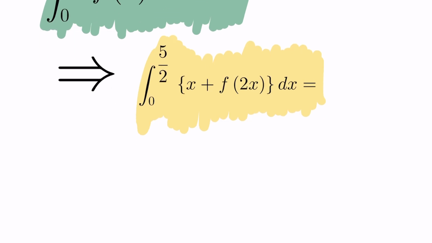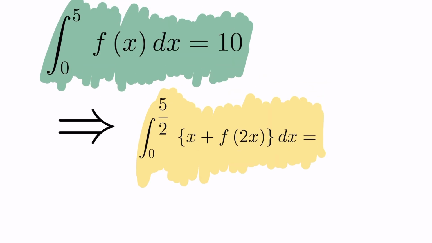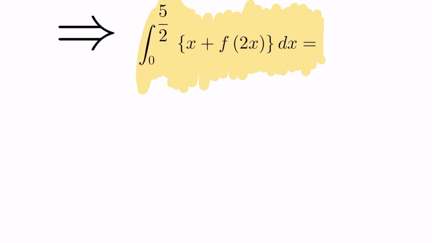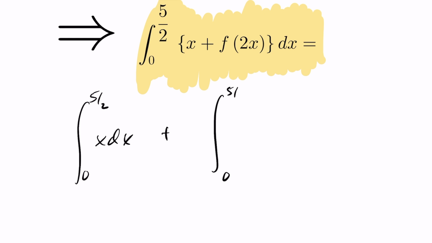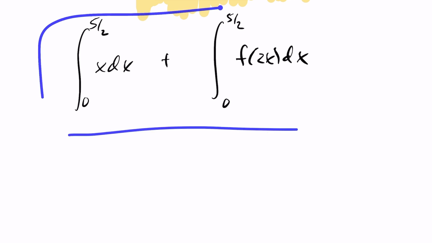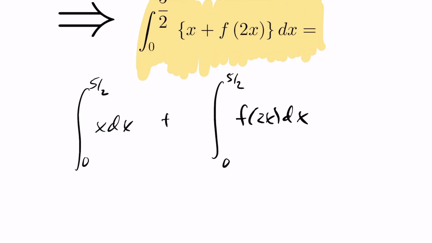First thing we want to do is use this fact; hopefully at some point in the question, we're going to have to. So I'm going to break this up first. This will break up into the integral from 0 to 5/2 of x dx plus the integral from 0 to 5/2 of f(2x) dx. And that is the result of your integration operation being applied linearly to an expression, so I can apply it to each one of these terms here.